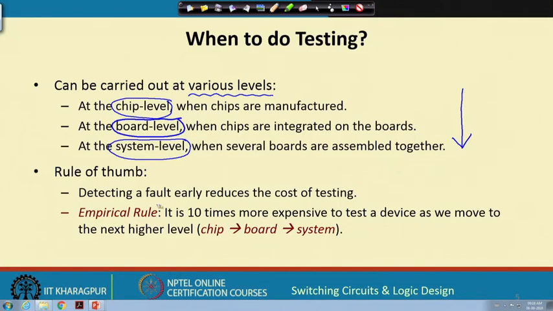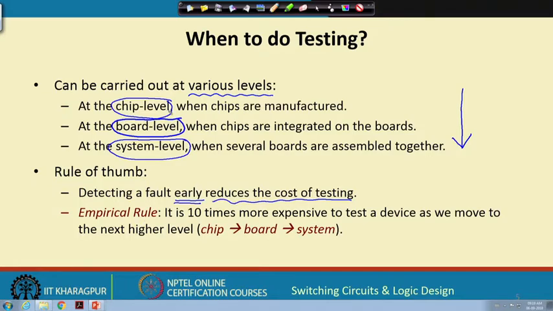Testing a single chip may be easier, but when I say I have a system which consists of 1000 chips and it is not working, testing that 1000 chip assembly is a much more complex problem. Okay? This is something you have to understand. So, the rule of thumb says that you need to detect a fault early if possible, which reduces the cost of testing. There is an empirical rule.